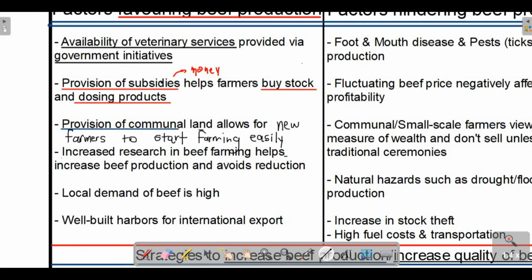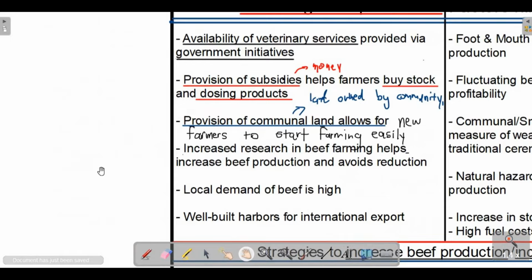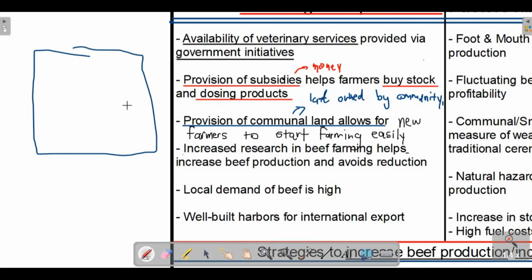You have the provision of communal land. Okay, so communal land, this is land owned by the community. So this makes it easier for, for an example, a new farmer. We have this huge land, and this land is for the whole community. You can demarcate your land over there, and then they give you for free, and then you can start your enterprise, your business there, your farming, your beef farming company, and just have free land.